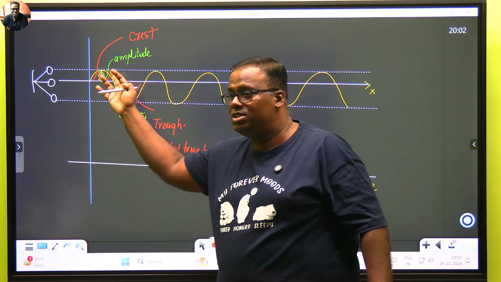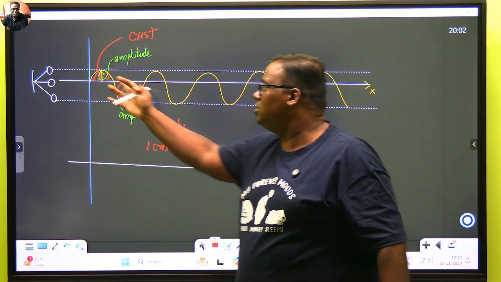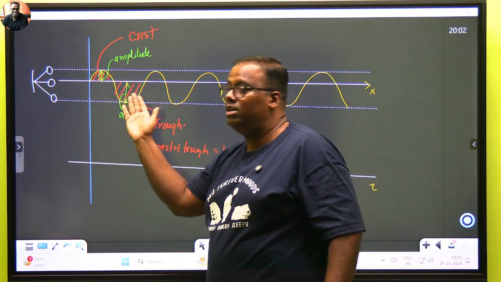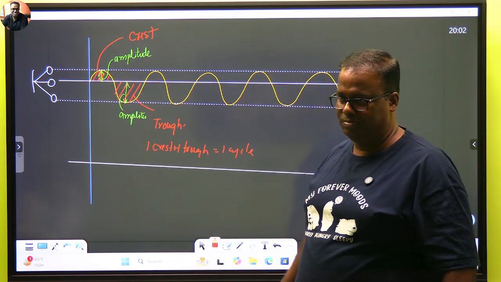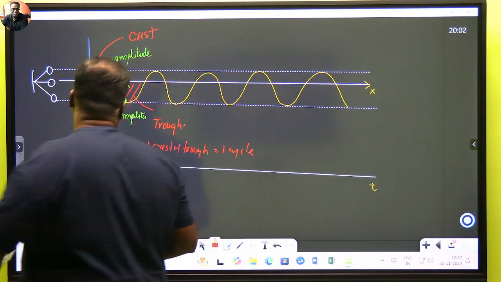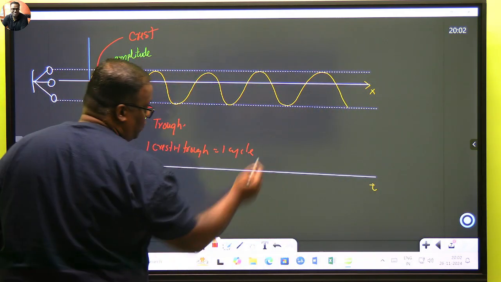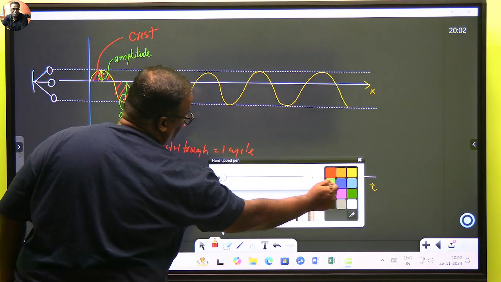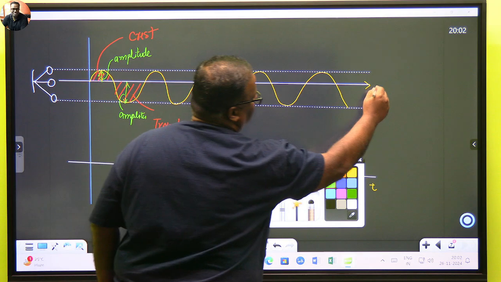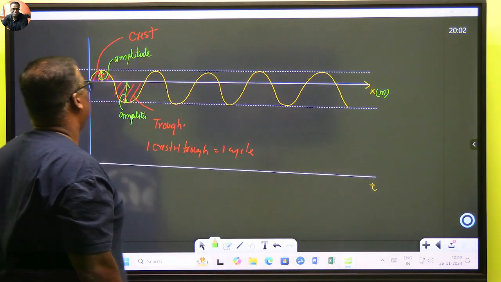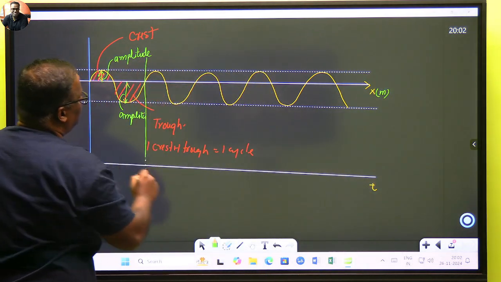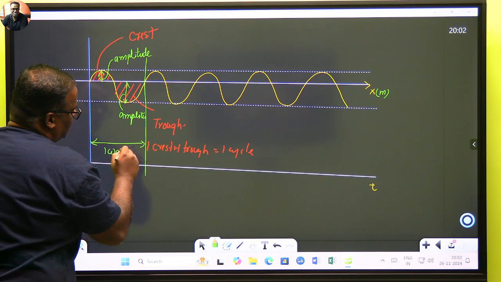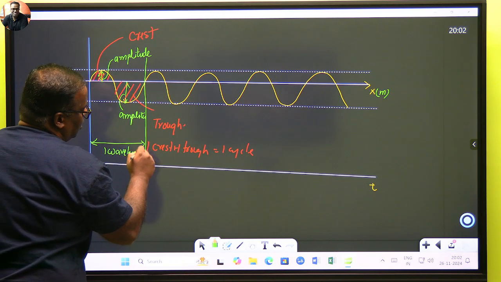So have you understood what is an amplitude? This is called a positive amplitude, this is the negative amplitude. One crest and one trough gives you actually one cycle. Have you understood this? Okay. If you are seeing this in the diagram where we are plotting it against displacement, that is meters, then from here to here will be called one wavelength.